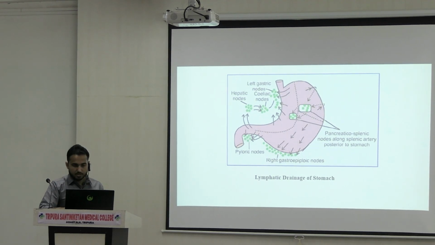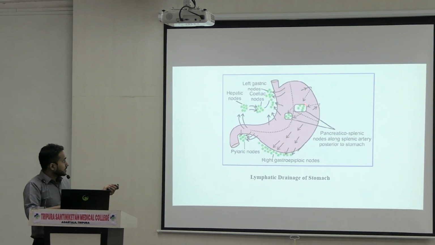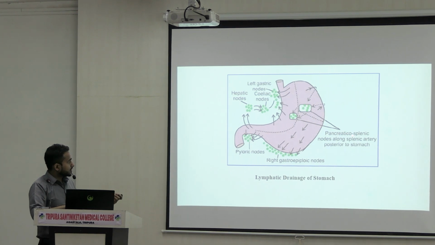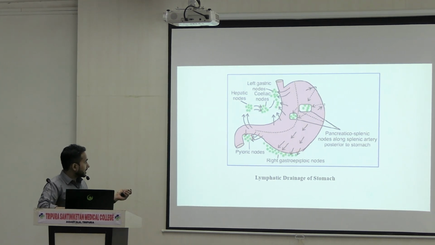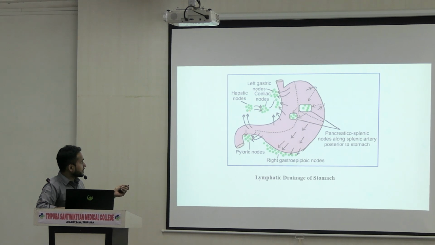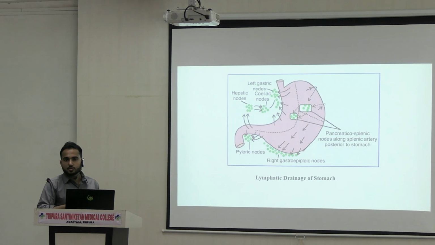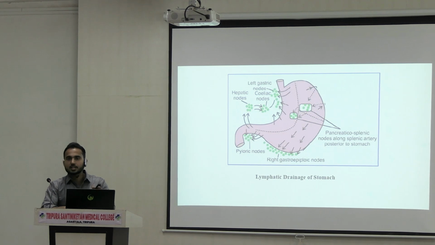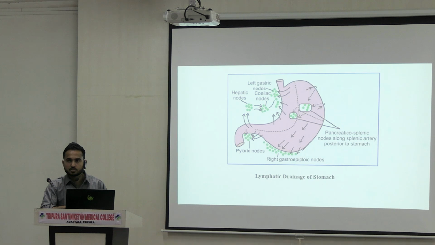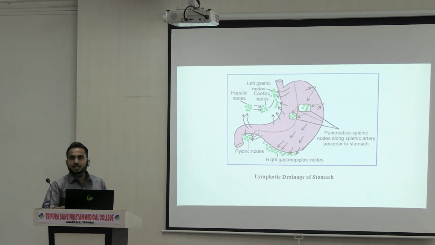Now in this diagram, as you can see, from here it is going to the pancreatico-splenic nodes. Then from here, the lower part, the right gastroepiploic nodes. These are the pyloric nodes. From there it is going to the hepatic nodes, and ultimately they are draining into the celiac group of lymph nodes. From the celiac group, to the intestinal lymph trunk, then the cisterna chyli, and from the cisterna chyli through the thoracic duct it is going out. And as I said, the thoracic duct is the largest lymphatic vessel of our body.